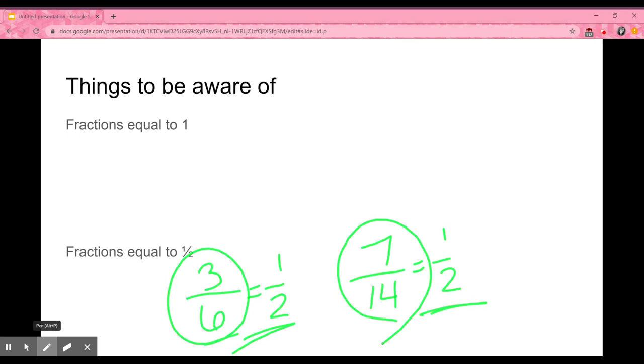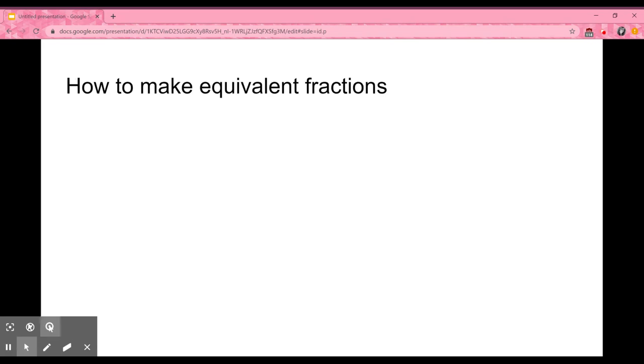Pretty cool, right? Now another way you can make equivalent fractions that aren't necessarily equal to 1 or 1/2 is by multiplying or dividing. So let's take 2/3 as an example. We're trying to figure out a fraction that is equivalent to 2/3. And the way you can do that is you can multiply or divide by any number, but you have to do it to the numerator and the denominator, and it has to be the same number. So let's just pick a number. We'll do 5.